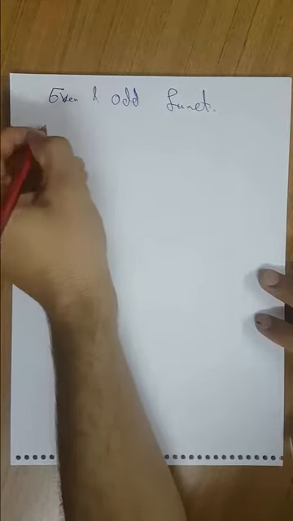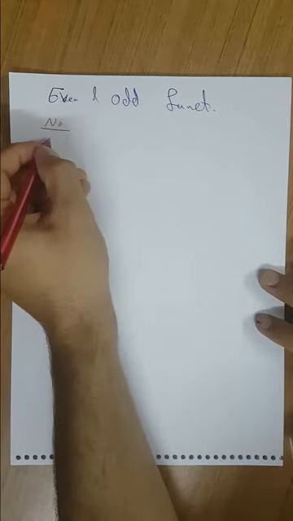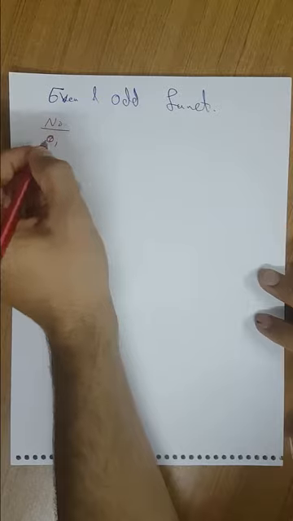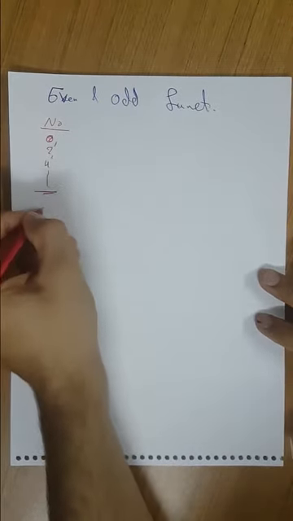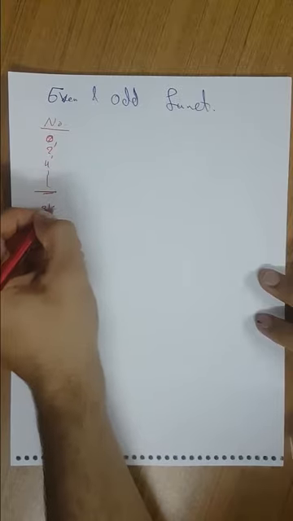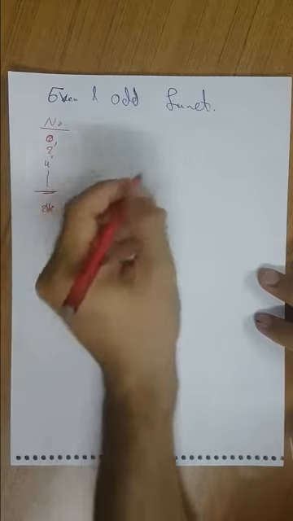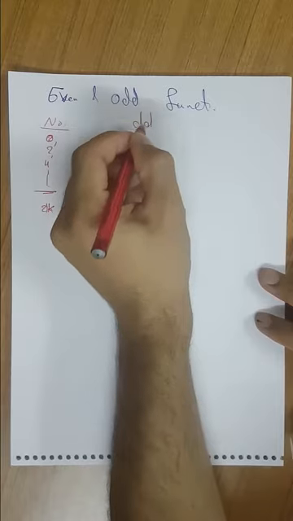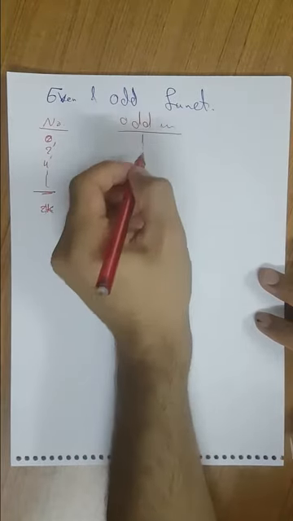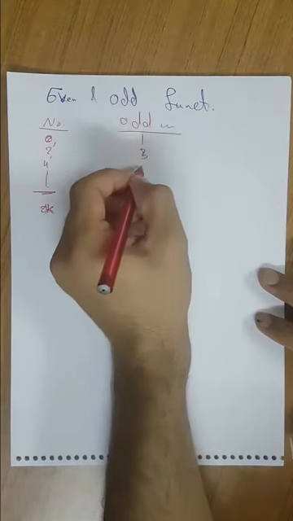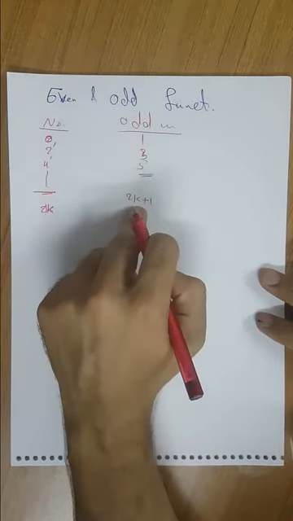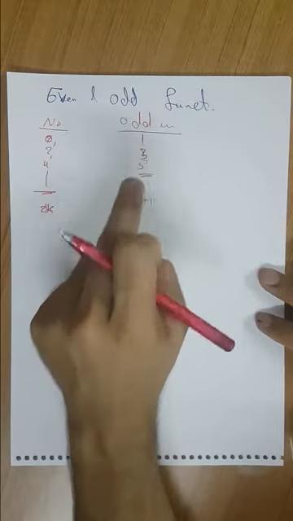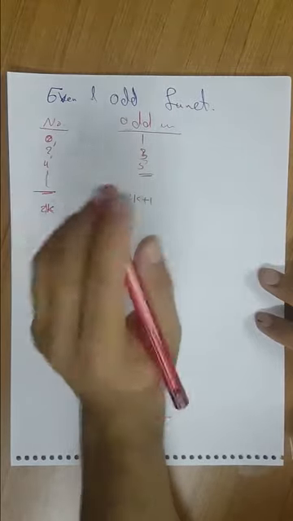Before I talk about the function, we have numbers. When we say an even number, it means 2, 4, and so on, and we write it as 2n or 2k, meaning any number multiplied by 2. When you say odd number, it means 1, 3, 5, and we write it as 2k plus 1. That means if you want to get 3, you take 2 times 1 plus 1. So this is about numbers.